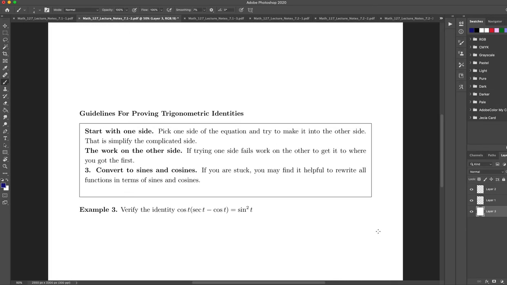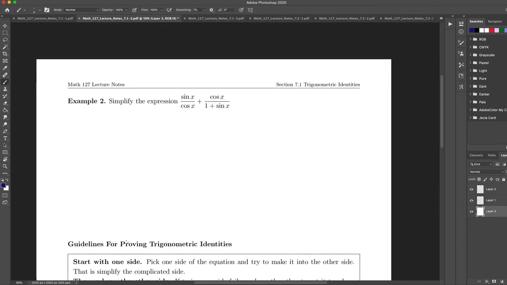Let's try something a teeny bit more complicated. We want to simplify this expression. When I'm looking at this, I'm thinking, what's the first thing I want to do? Well, I want to put it together. Here I have a 1 plus sine and a cosine. So I'm going to take sine of x over cosine of x and multiply by 1 plus sine of x, because I want to get a common denominator. So I'm just multiplying by its denominator, plus cosine x over 1 plus sine of x.